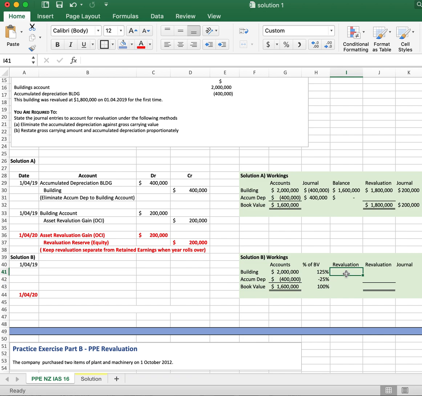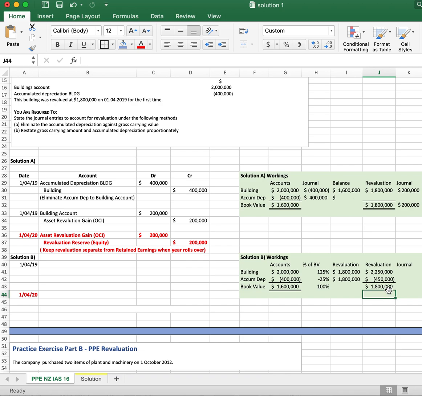The revaluation, however, is 1.8 million. So what we're saying is, the building should be 125% of the revaluation equals that. Let's try that, that times that. So it gets the same split, and the same apportionment to the valuation. And that should add up to the valuation. Yes, it does. Okay, so that's great.